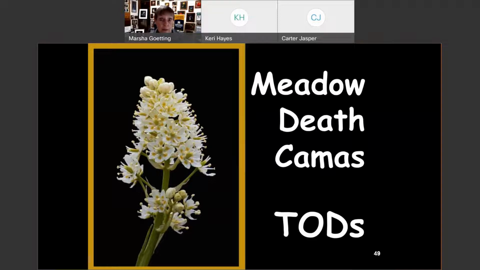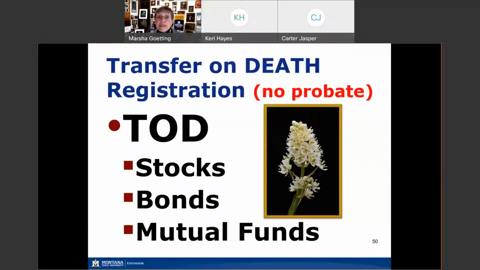There's the mountain death camas and there's the meadow death camas. Well, I'm going to use the meadow one to share with you about TODs. These are transfer on death designations. Now, this is a law in Montana, but some of you have already done this with just what we call beneficiary designations. So you're fine with those. It's just Montana said we're going to use this term, transfer on death, on stocks, bonds, and mutual funds. And some of our companies that are doing business in Montana are doing that.